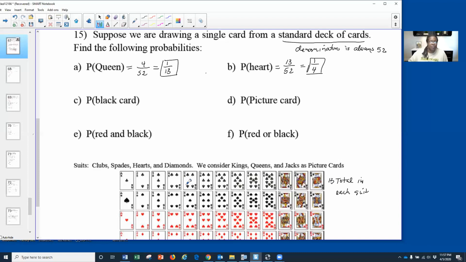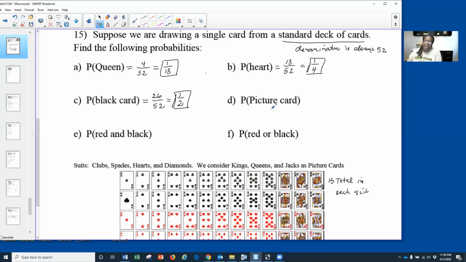Okay, here we go. We have the probability of pulling a black card. How many black cards do we have? We have 2 sets that are black cards. So 13 plus 13 gives us 26 cards. So we have a total of 26 cards out of our 52. When we reduce that, that's half of the deck, so 1/2. All right, hope you got that.